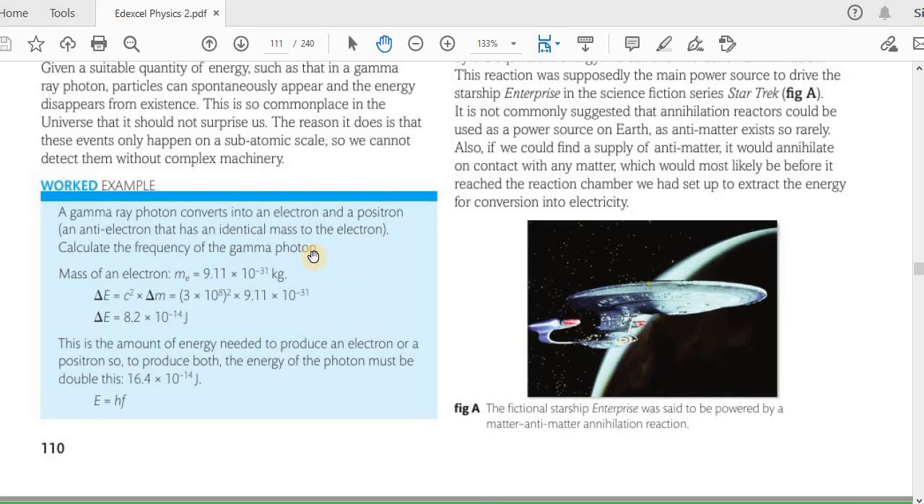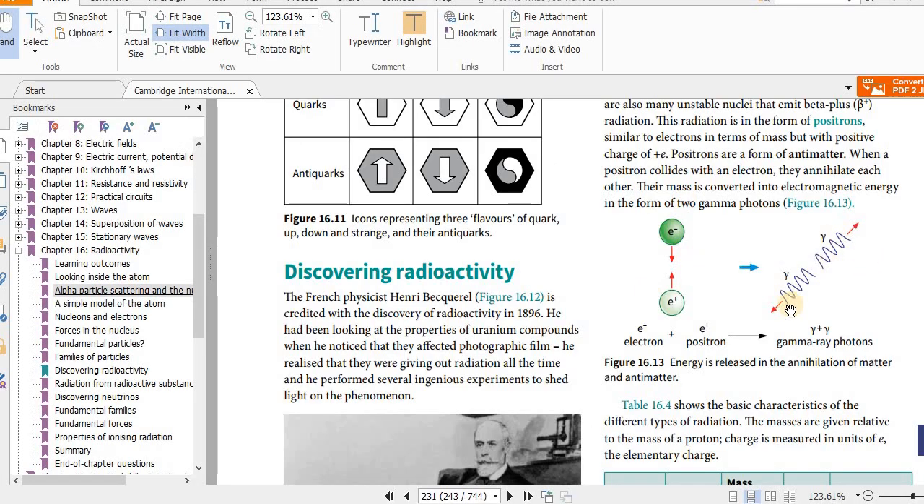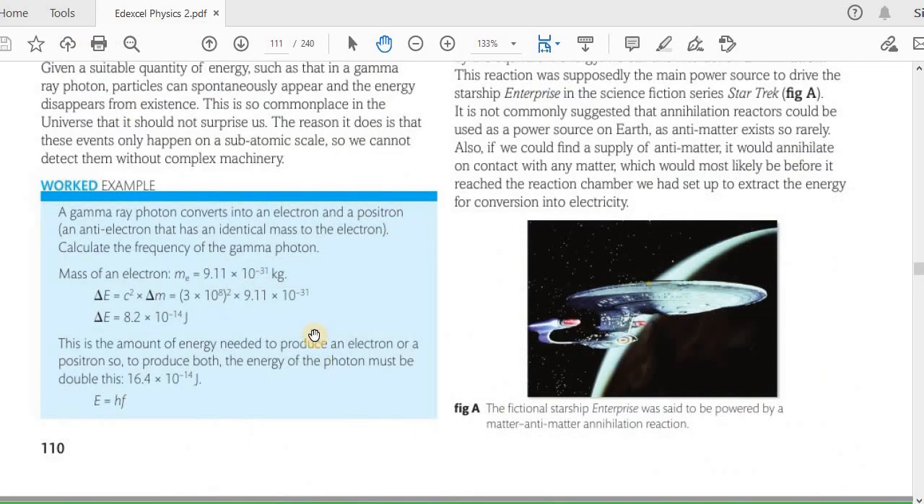Calculate the frequency of the gamma ray photon. So remember, from this you get this. We are supposed to find the frequency of the gamma photon. So we can use this equation. Now remember, E equals mc squared, or delta E, the change in energy, is equal to the change in the mass times c squared.